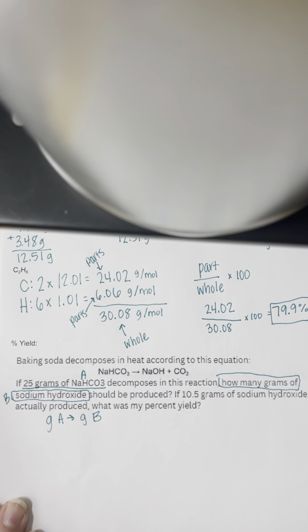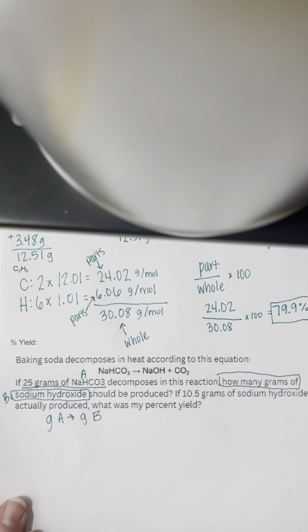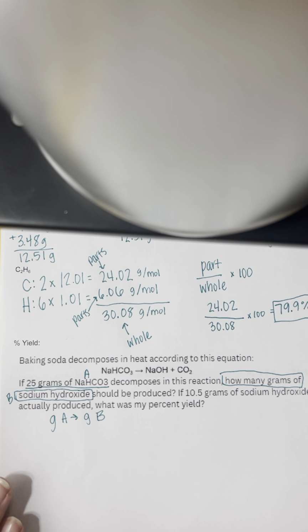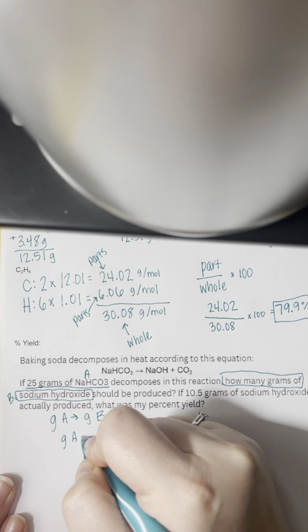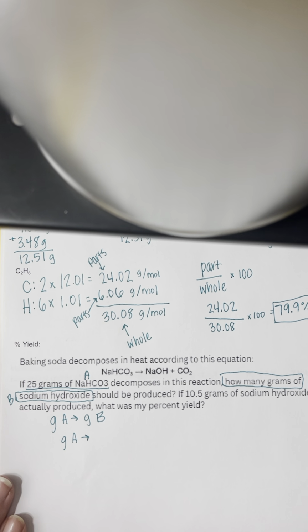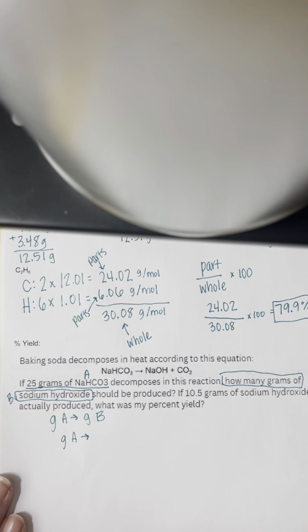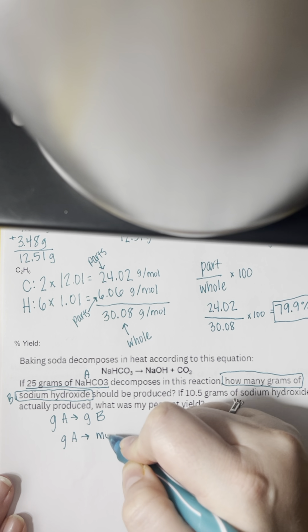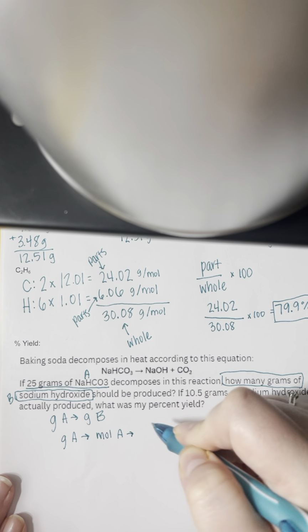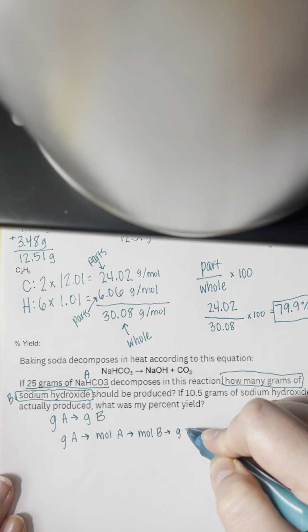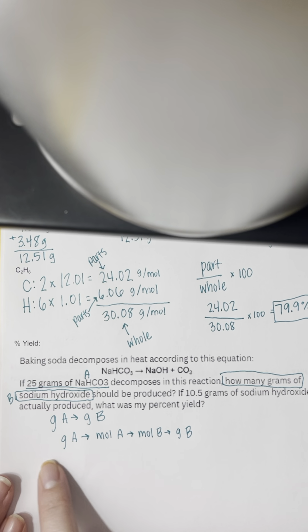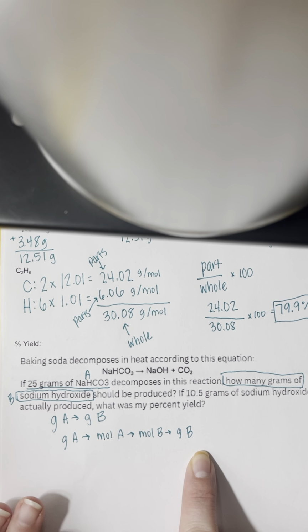And if you need help with this part, you can find the video in this playlist about multi-step conversions. Because we know it's grams A to grams B, I want to quickly outline what that looks like. We're going to start with our grams of A. There's no direct way to get to grams of B without converting to moles. So we go moles of A to moles of B to grams of B. This is what we call our conversion pathway.